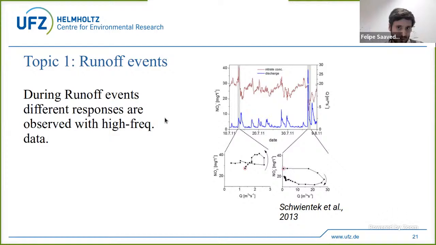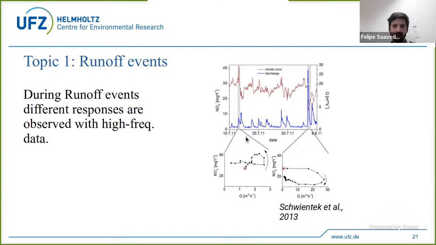So now I will switch to my first topic in the PhD, about runoff events. During runoff events, we can have a precipitation event that then at the outlet we see as a peak discharge, a hydrograph. Researchers from different parts of the world have studied this issue with high frequency, sub-daily data. They have found that in some cases, during these runoff events, you have an increase in nitrate concentration, but in other cases the opposite, a dilution, a decrease in nitrate concentration. For example, in this paper from Schwintek 2013 in Germany, in the same catchment, for different events, you find opposite behavior.